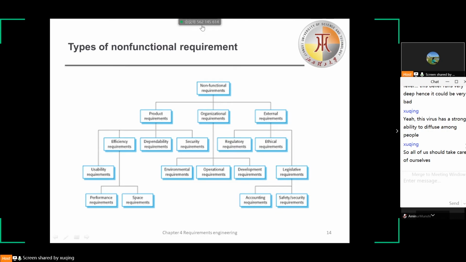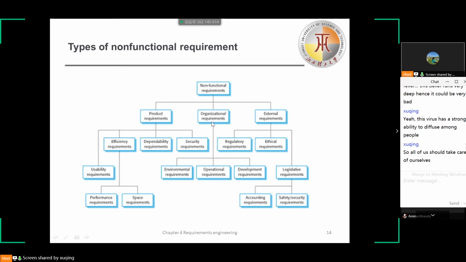As we say, we can classify the non-functional requirements into these three types. For the product requirements, these requirements specify or constrain the behavior of the software. Examples include performance requirements on how fast the system must execute and how much memory it requires, space requirements. Also, we may have the security requirements, usability requirements, and dependability requirements.